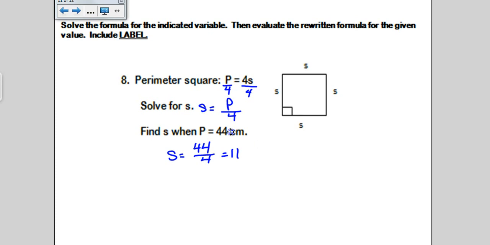And that's the length of the side, so if I want to label it, I need to go back and look at the rest of my problem. These were measured in centimeters. Very nice.